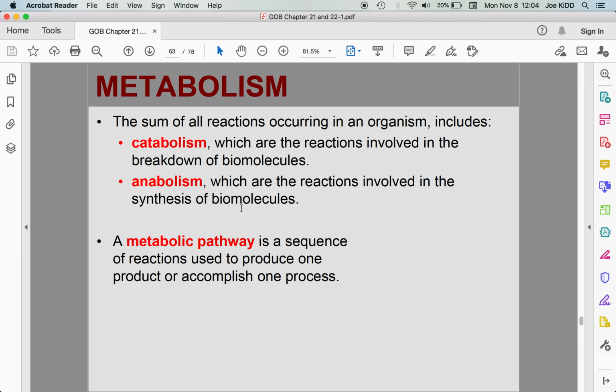So when we say the word metabolism, what we're actually talking about is catabolism and anabolism. Metabolism is both processes, but we're going to break these down. Catabolism is going to be the reactions involved in the breaking down of biomolecules. And conversely, we can have the building of biomolecules. So metabolism is the breakdown and build, the breakdown and build, the breakdown and build pathway. A metabolic pathway is the sequence of how this whole process would occur.